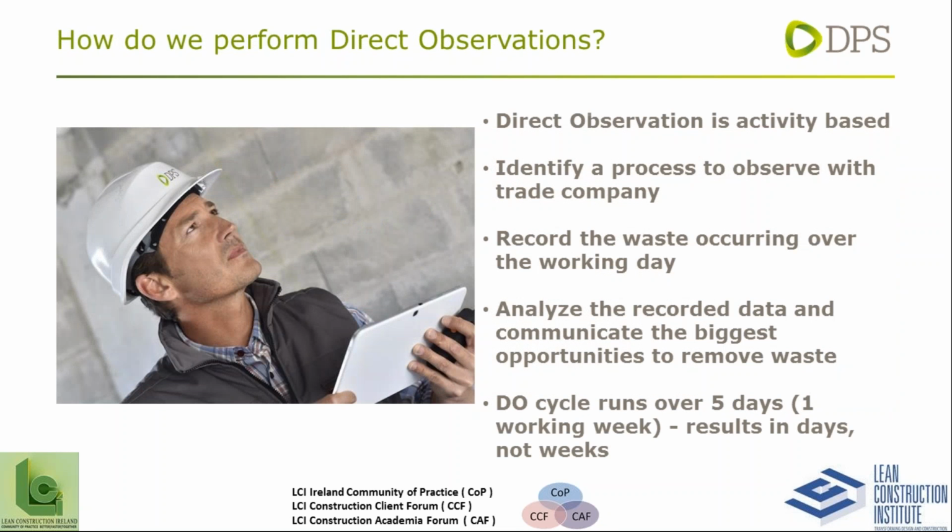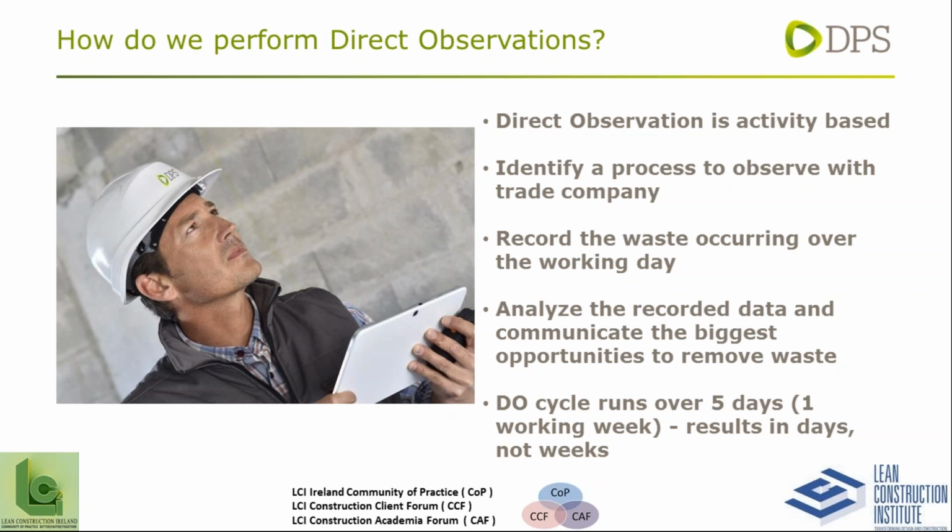So how do we perform direct observations? Direct observation is activity-based. So we can look at anything from pipe fitting to cable pulling to high purity pipe fitting. The list is endless. It can be used on anything. So we identify a process to observe with the trade company first of all. So it may be something they may be having difficulty with, something that is very, very specialized and they want to gain a little more out of it productivity-wise.